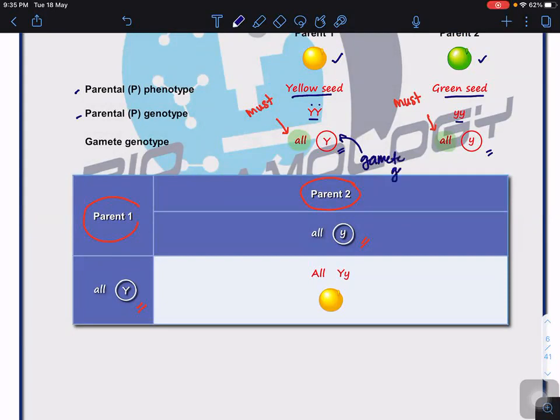Gamete genotype. You must circle, must be circled. Are you clear? You must circle the gamete genotypes. If no, consider wrong. Okay.